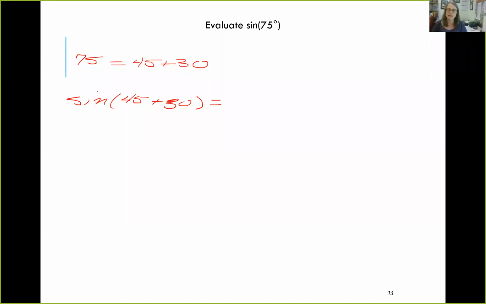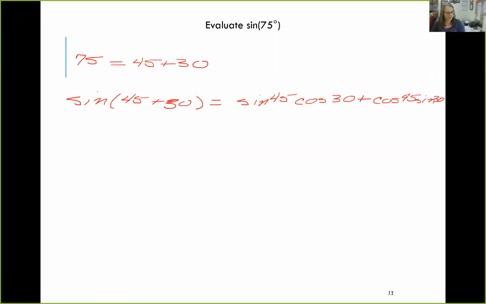the sine of the first angle, so the sine of 45, times the cosine of the second angle, so the cosine of 30. Now with sine, the sign that we always, if we add here, then we add here, and then it's the cosine of 45 times the sine of 30.